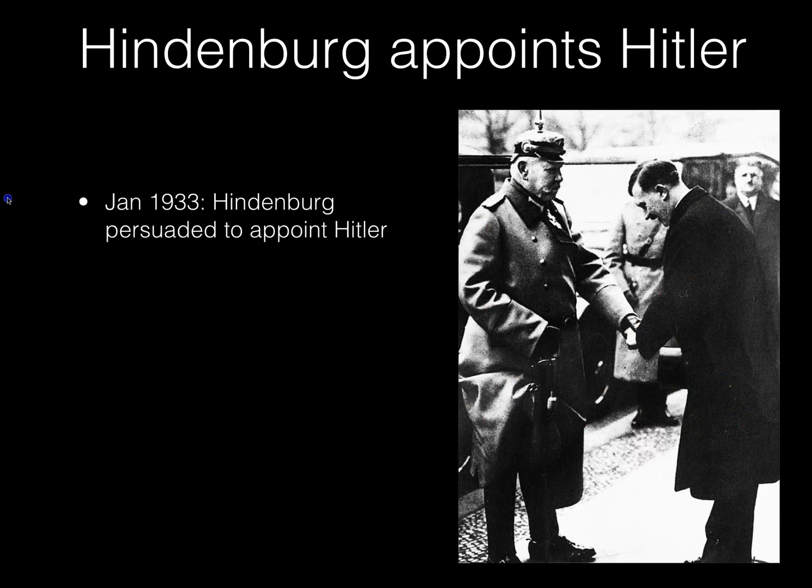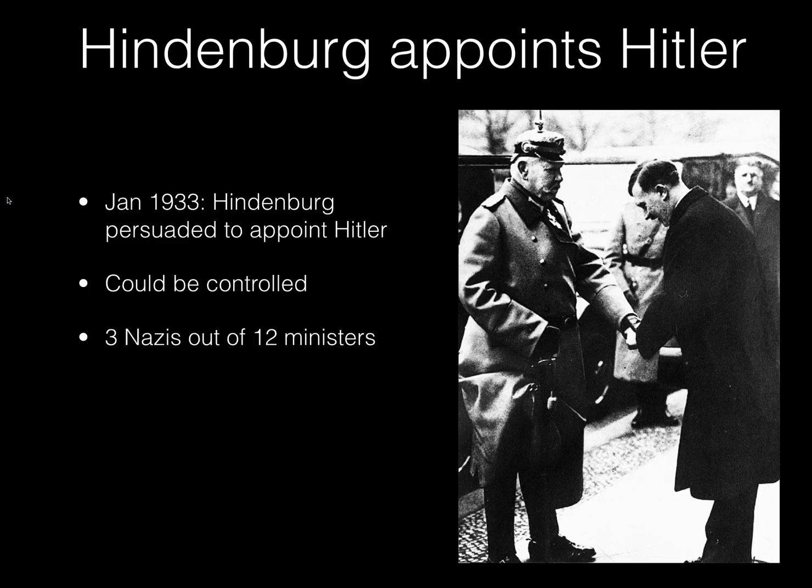So in January 1933, Hindenburg was persuaded to appoint Hitler as Chancellor. Remember, at this stage though, he's got the Chancellorship, but he is just a chancellor, he is not yet a dictator. The feeling amongst Hindenburg and the members of the conservative elites that had, through the backstairs intrigue, persuaded Hindenburg to appoint Hitler, the feeling was that Hitler could be controlled. After all, in the government, there are only 3 Nazis, including Hitler, out of 12 ministers. This was a serious miscalculation.